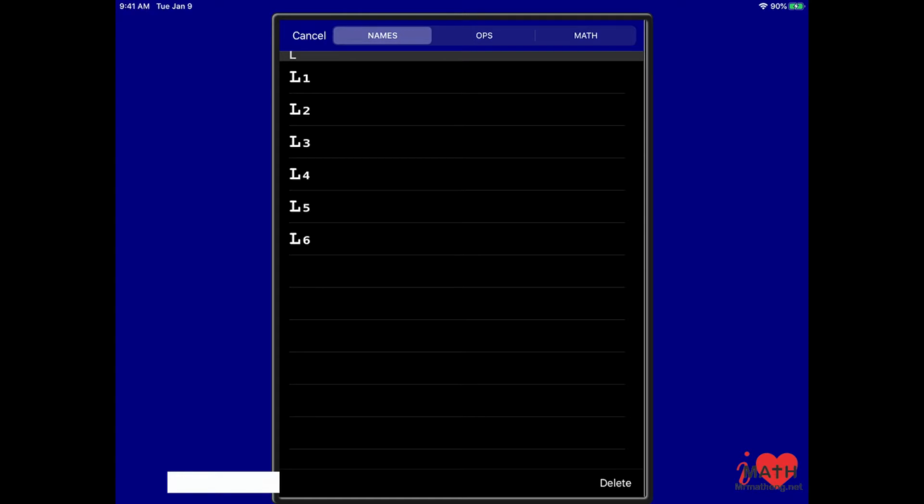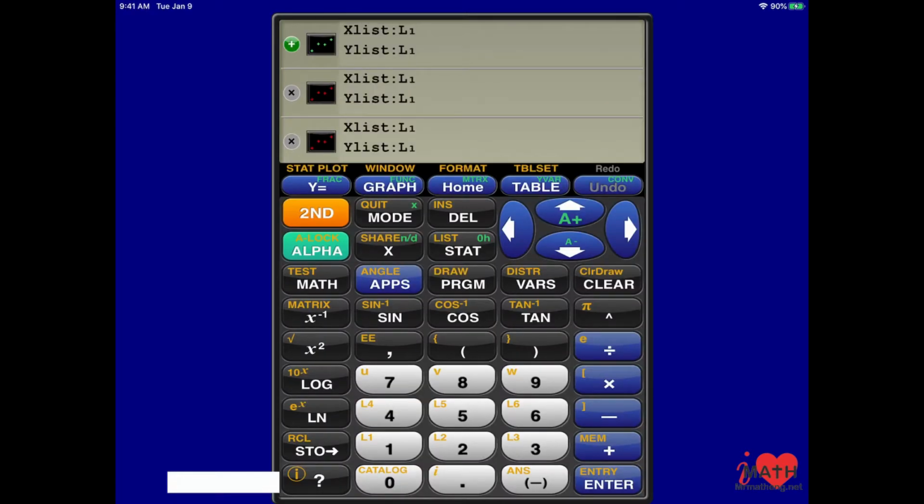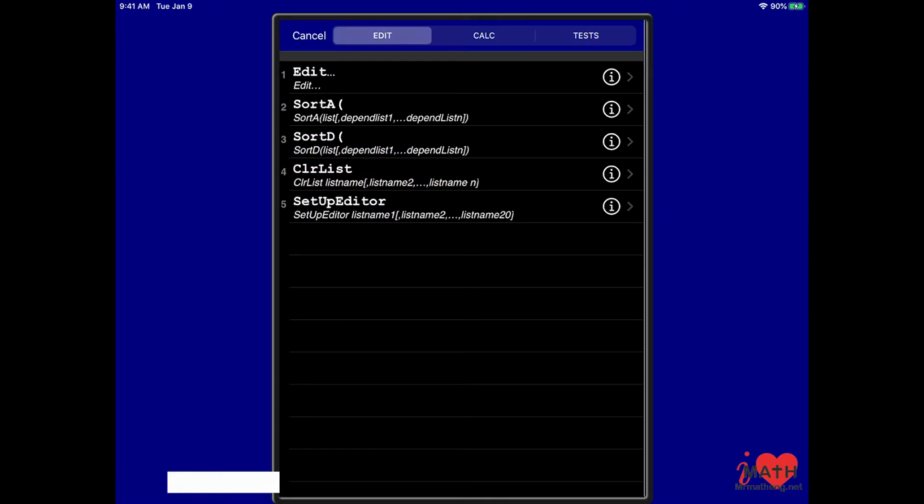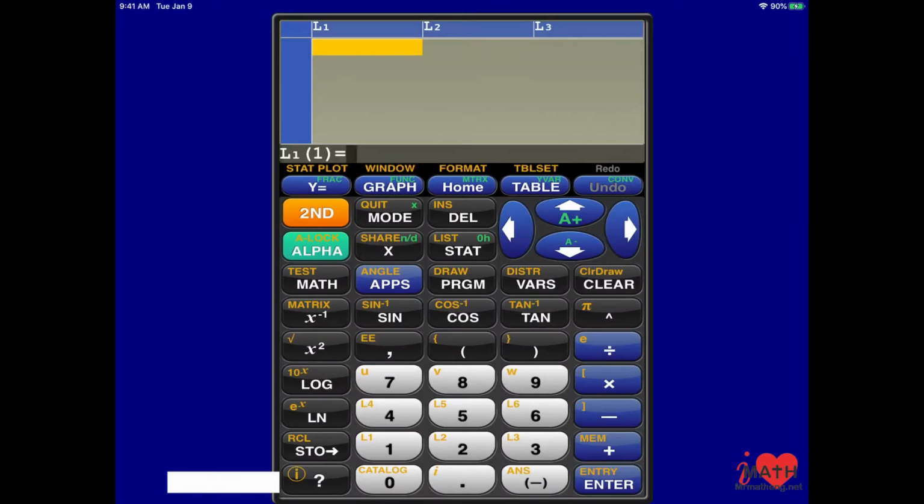And those are the list names, but I haven't put anything in, so I need to press stat, edit, and what we need to edit is our two lists. So I'm going to have to type in 1, and then there you're just going to enter all the numbers.